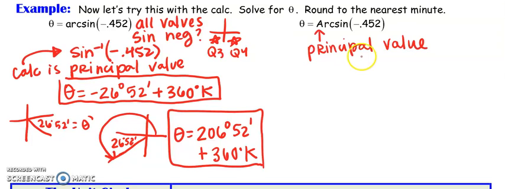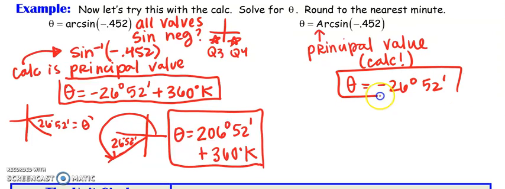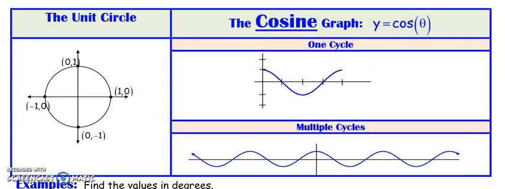And doesn't the calculator give that to you automatically? The calculator does. Okay, so the calculator knows principal value. So straight up, negative 26 degrees, 52 minutes would be your principal value. So there's a difference between those. Little arc, big arc.